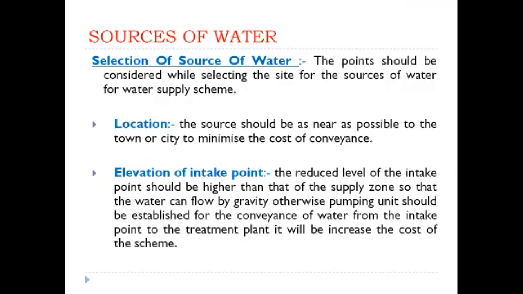Another one is elevation of intake point. Elevation means the intake point must have some height, that is, some reduced level. The reduced level of the intake point should be higher than that of the supply zone. Supply zone means water supplying area. So that the water can flow by gravitational force or gravity.